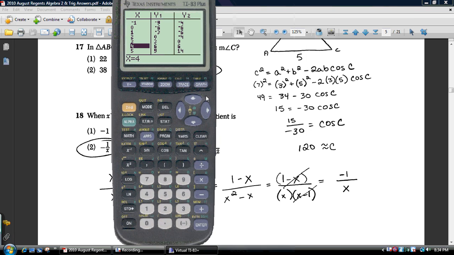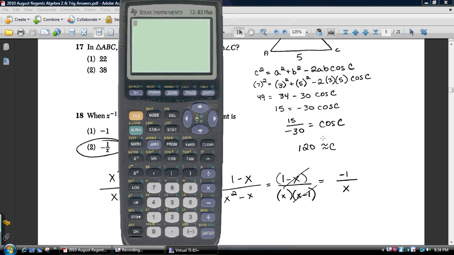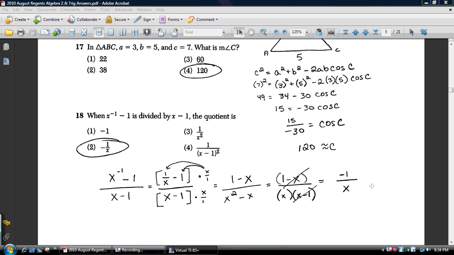What do I mean? I mean I did the following. If you have cosine and you're trying to figure out the angle, you do the inverse of the sides that they've given you, or that fraction that they've given you. Cos inverse of 15 divided by negative 30 is 120. So that's why I chose 120.